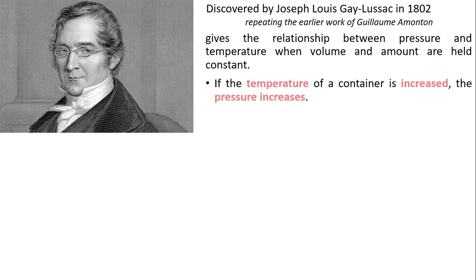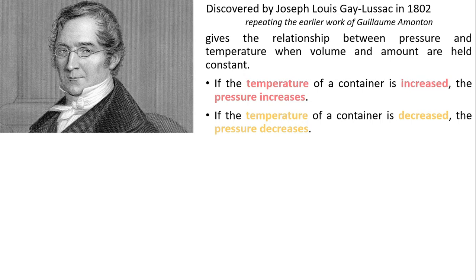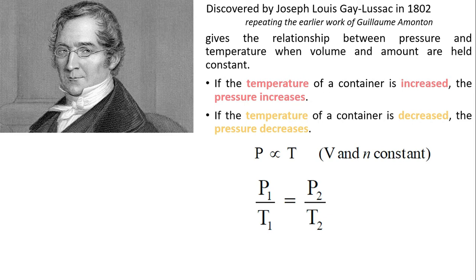Gay-Lussac found out that if the temperature of a container is increased, the pressure increases. At the same time, when the temperature of a container is decreased, the pressure decreases. With that, we can say that pressure and temperature are directly proportional if and only if the volume and the amount of gas are constant. Okay, so we will have this formula P1 over T1 is equal to P2 over T2.